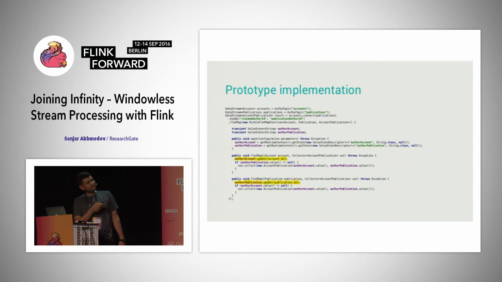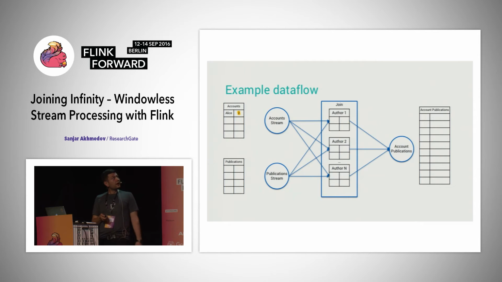And whenever we receive some data, we update the corresponding side, left or right, like account of the author, or publication of the author. And when our state is full, we just collect the join result. And the data flow will look something like this.